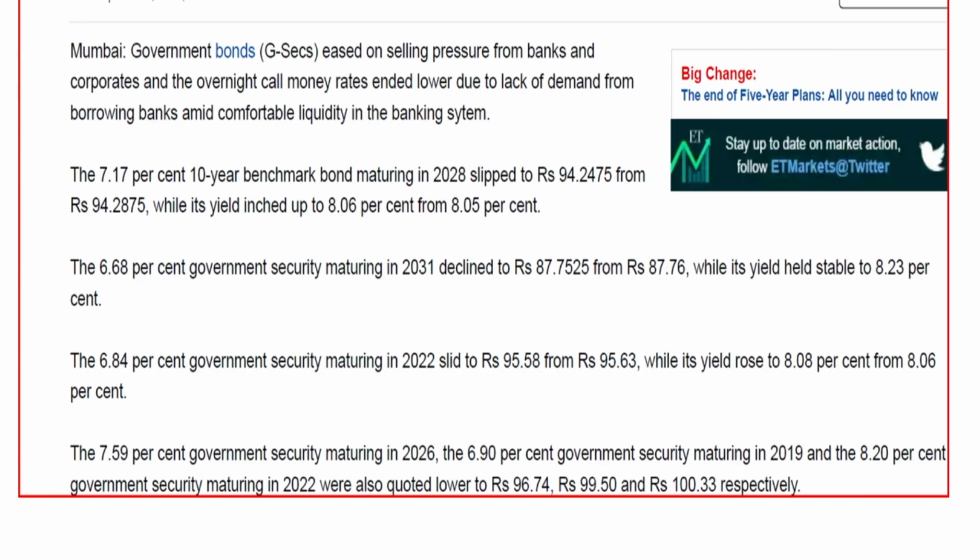I'm showing you some screenshots, some text I collected from the newspaper. Just read it. For example, a 7.17% 10-year benchmark bond. What does it mean? The 7.17 is the coupon rate, and 10-year is the period of maturity. These changes happen because of changes in the market rate of interest. So, keeping this principle in mind, you can read the financial daily.